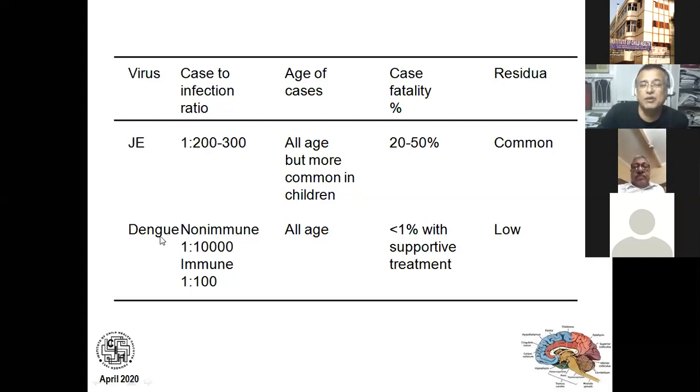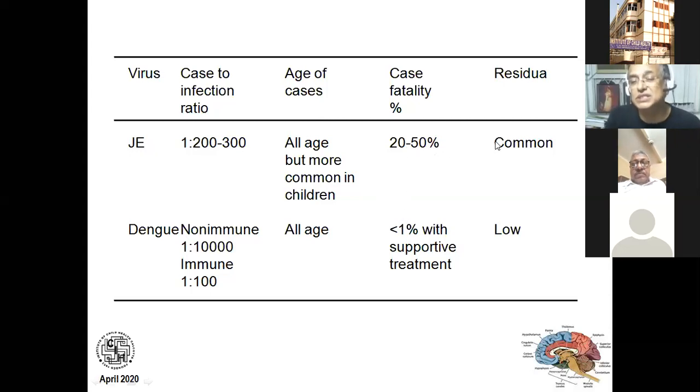Vis-a-vis, if you take dengue, in immune subjects, out of 100, 1 will develop the disease. Whereas Japanese encephalitis is more common in children, but dengue is common in all ages. And if you see the case fatality in Japanese encephalitis, it is as high as 20 to 50%. In case of COVID, the case fatality is only 2 to 3%. And in case of dengue, if you have proper supportive treatment, the case fatality is less than 1%.